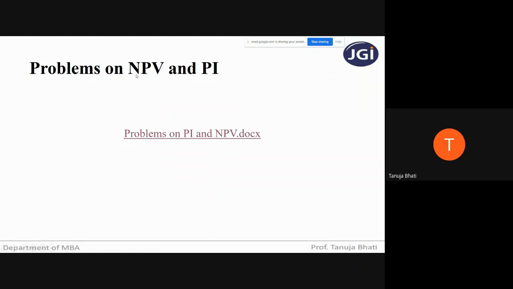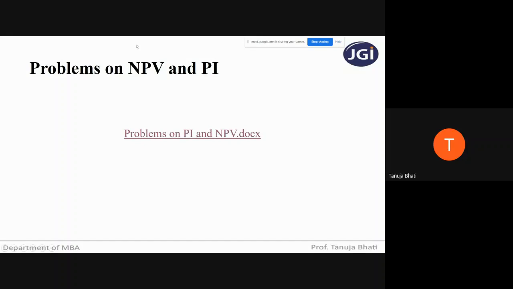So can anyone tell me, in net present value, how do you calculate the net present value? What is the formula? Quick, students. What is the formula to calculate net present value? PV of cash inflow minus PV of cash outflow. And for PI, how do we calculate? PV of cash inflow divided by PV of cash outflow.